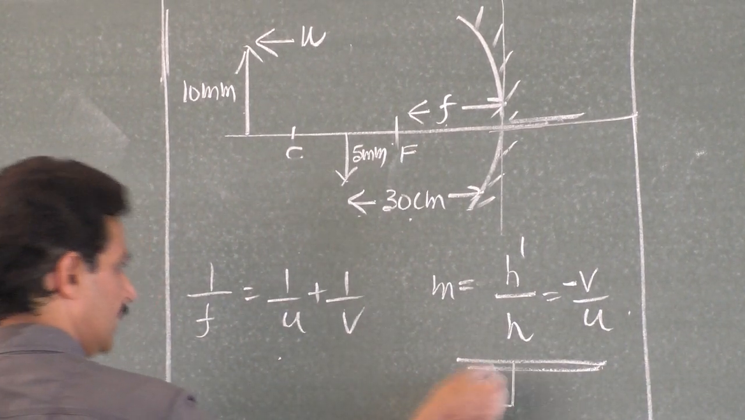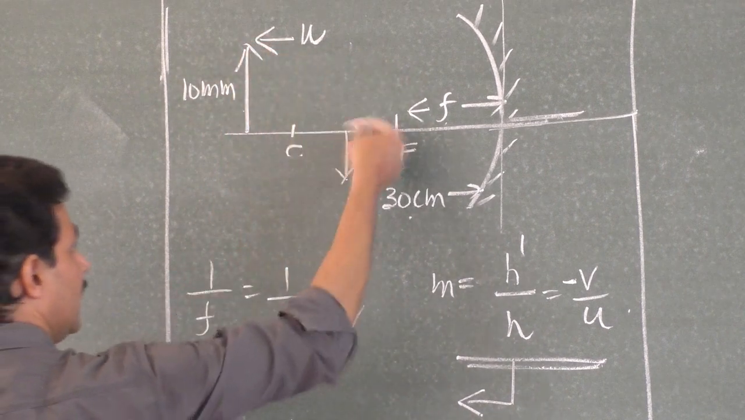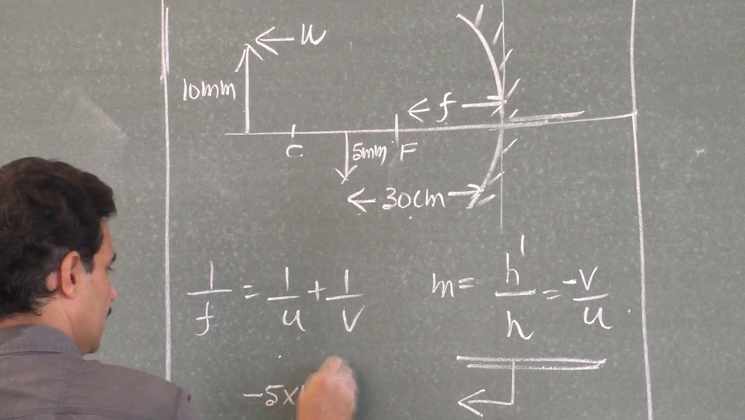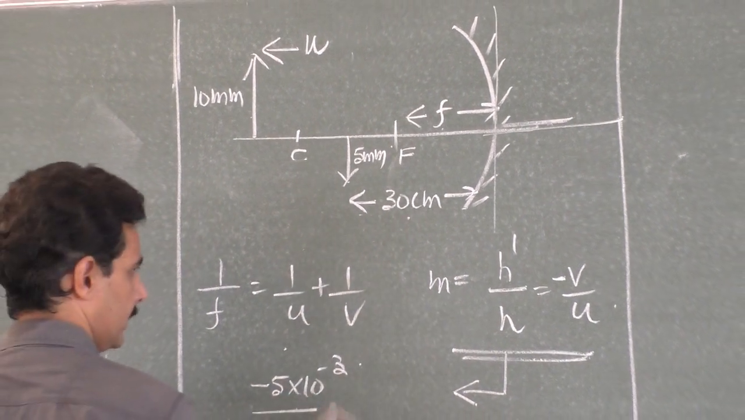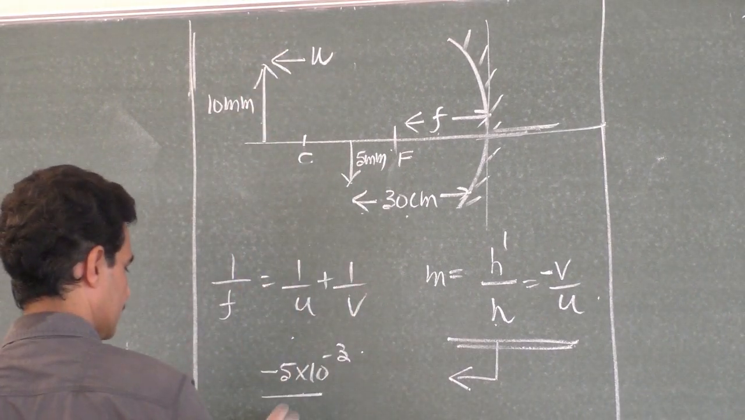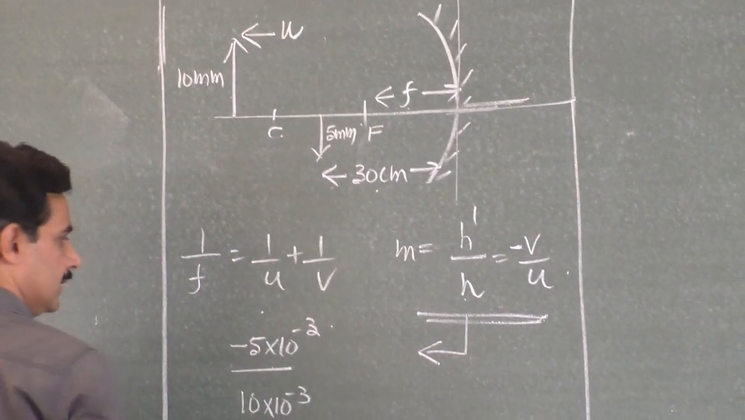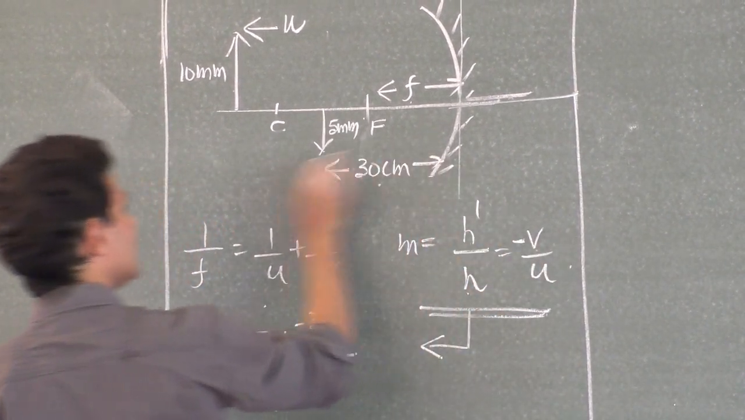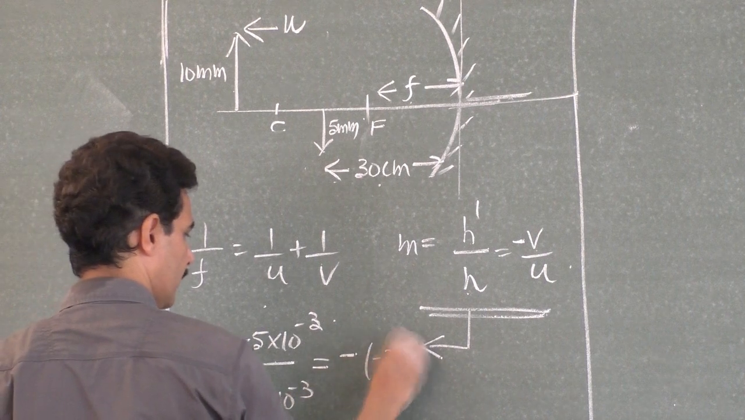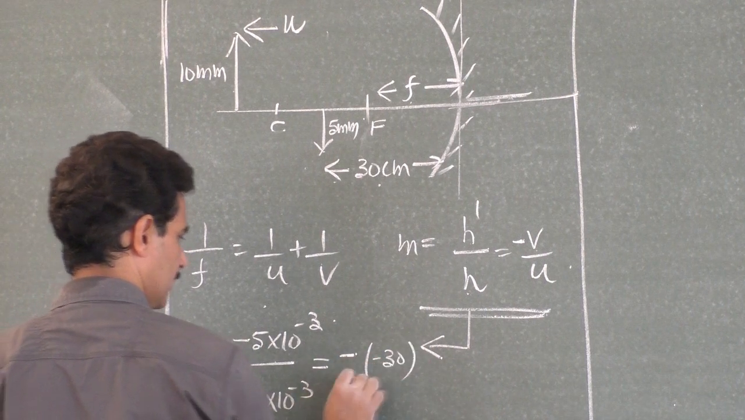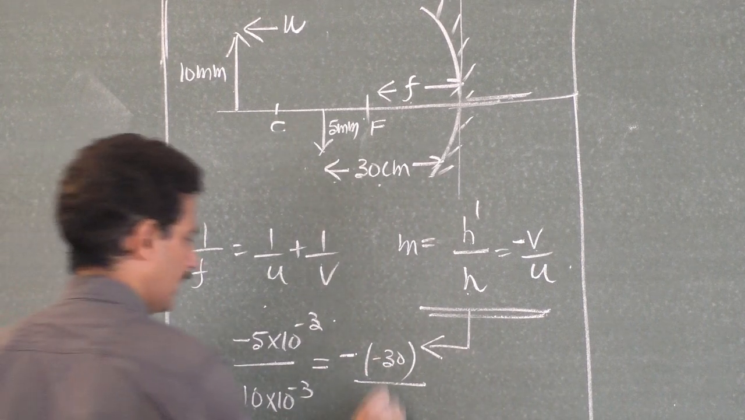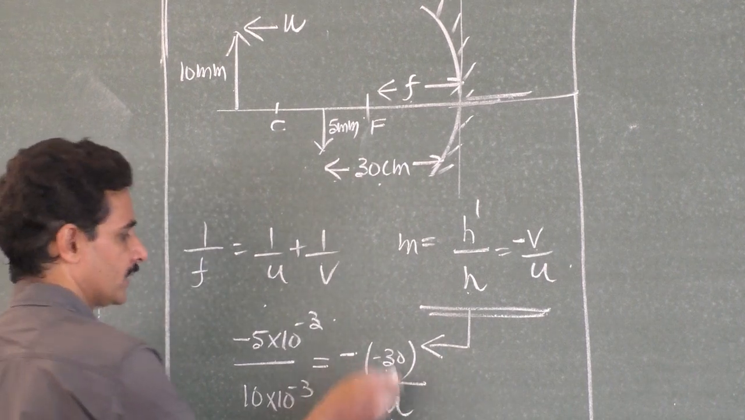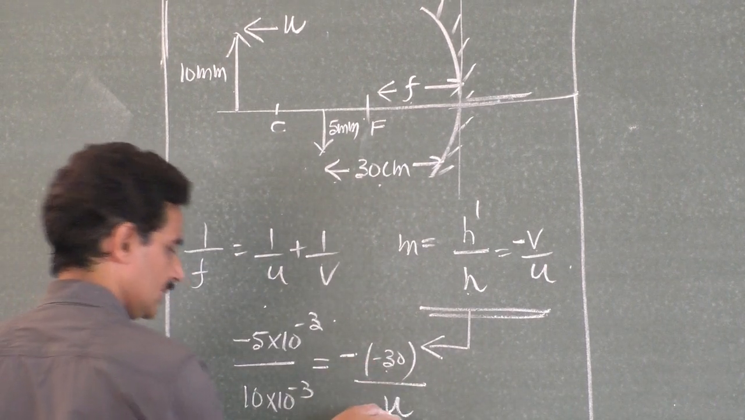Applying this formula, h dash, the height of the image, is 5 millimeter below the principal axis, so minus 5 times 10 to the power minus 3, divided by the height of the object above the principal axis, plus 10 millimeter, is equal to minus v by u. Here v, the image distance, is minus 30. Of course, I could have converted it into meters, but you have centimeters here. The object distance you get will be in centimeters, so we will be satisfied with centimeter only. So this is 30 centimeters, and whatever u is, it will be in centimeters.